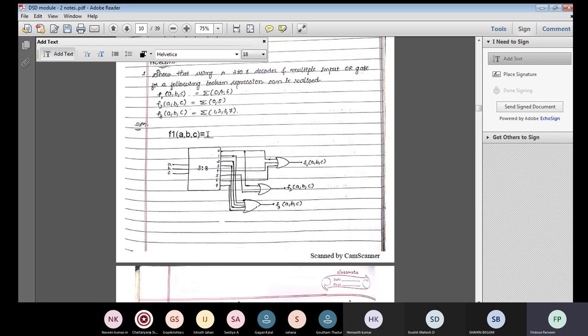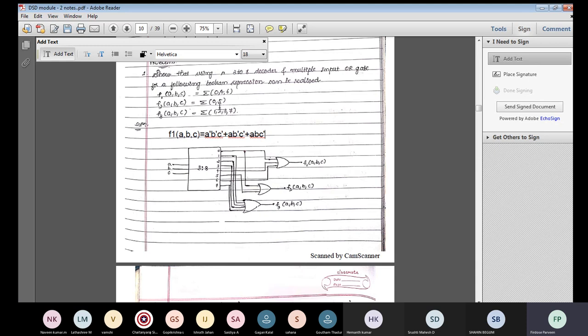So 0, how it is written? It is 0, that is nothing but A bar, B bar, C bar, okay, plus, so what is 4? It is 1, 0, 0. So 1 means A, 0, 0 means B bar, C bar, like this, plus 6, 6 is what? 1, 1, 0, that is 3 inputs, 1, 1, 0. So 1 means A, 1 means B, C bar is 0. So this is 0, 0, 0, that is 0. 4 means it is 1, 0, 0. And 6 means 1, 1, 0. Okay, this is F1 of ABC.